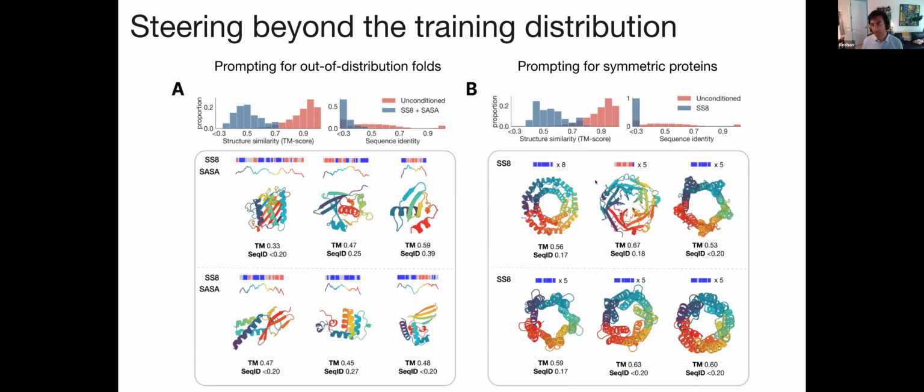You can also do the same thing on symmetric proteins, prompting the model to generate proteins that have symmetry. And this is essentially done by just having a symmetric prompt in the secondary structures.